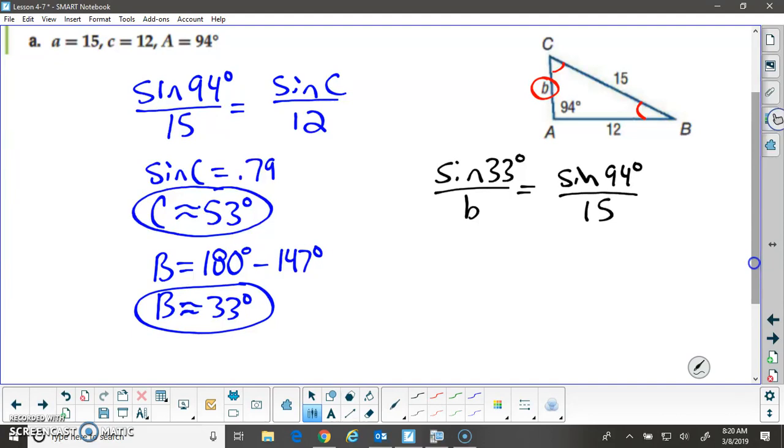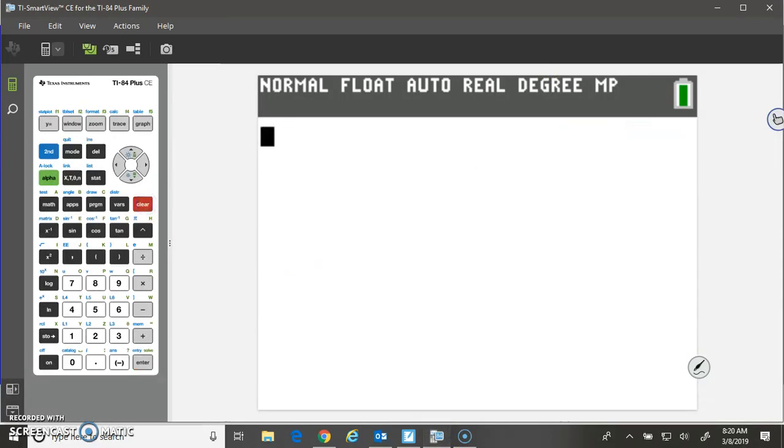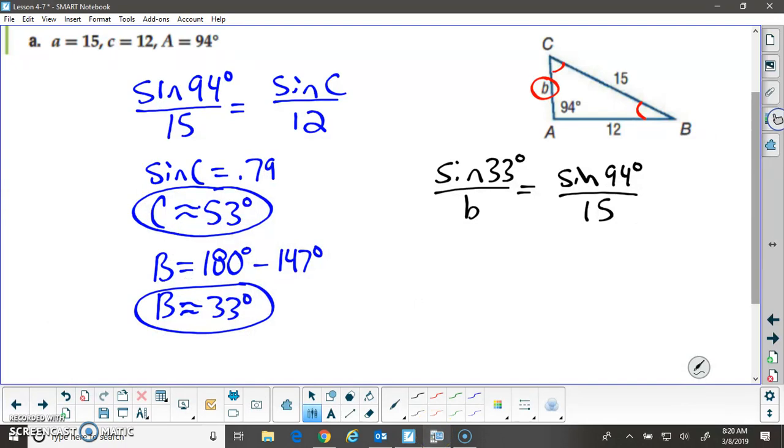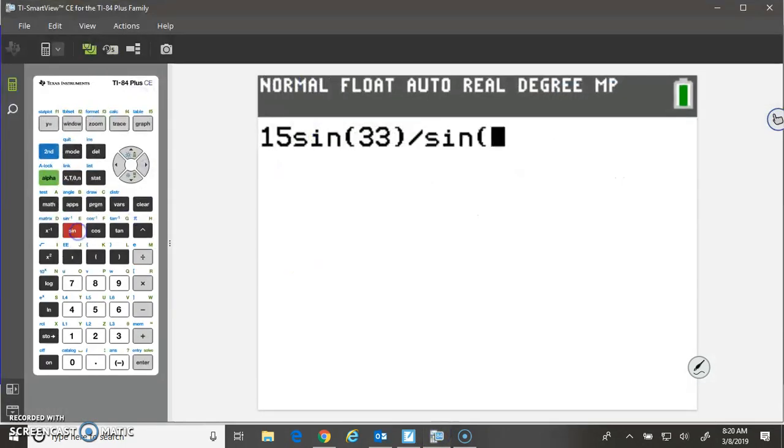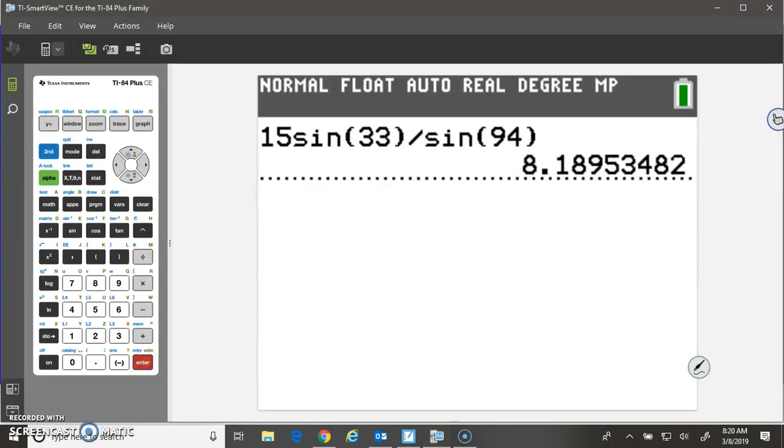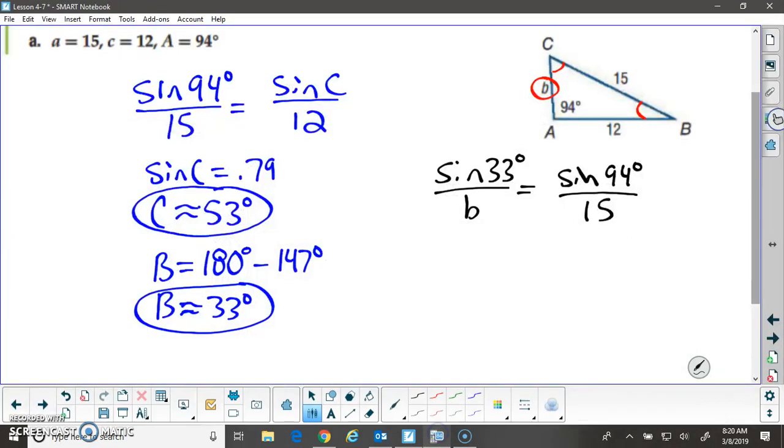And on the calculator, we'd have to cross multiply and divide. Take 15 times the sine of 33. And then we'd have to divide by the sine of 94. And that gives us about 8.2.